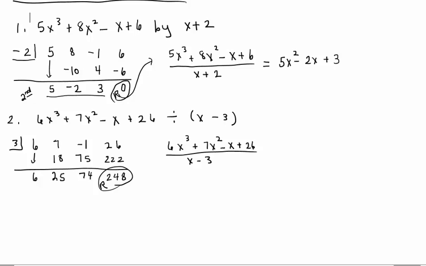When I performed the shortcut division, I ended up with, remember, these are the coefficients of the one degree down from your given problem, the quadratic quotient. So it's going to be 6x squared plus 25x plus 74. Plus any remainder, and we do have a remainder of 248, and we put that over our divisor of x minus 3.